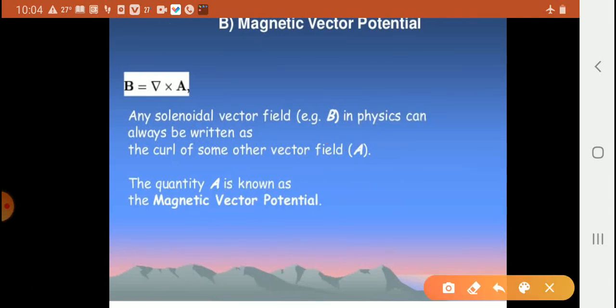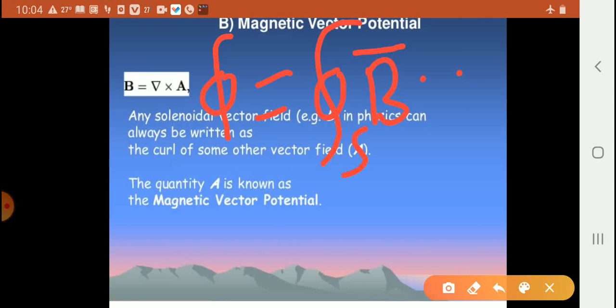So the total flux phi equal to the closed surface integral over S of B vector dot ds. Here phi is magnetic flux in Weber, B is magnetic flux density in Weber per meter square, and ds vector direction is normal to the surface element ds.